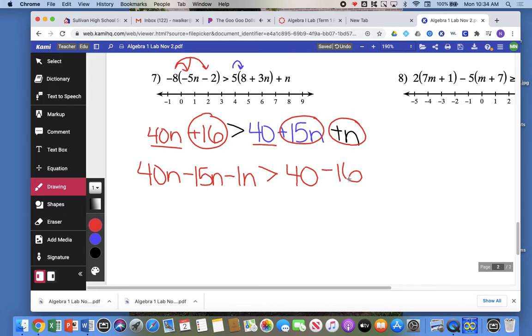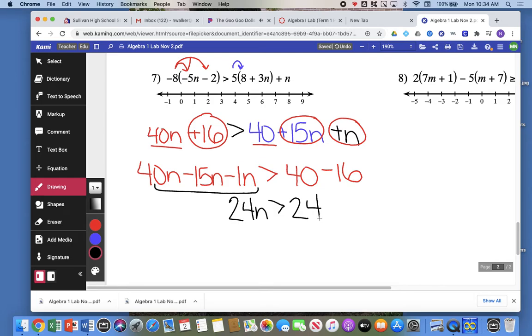So now you guys have calculators at this point. You got a question? Are you sure? You distribute, you rearrange, combine, divide every single time. Okay, so what is 40 minus 15 minus 1? Alright, all of this together becomes 24n. Very good. What's 40 minus 16?